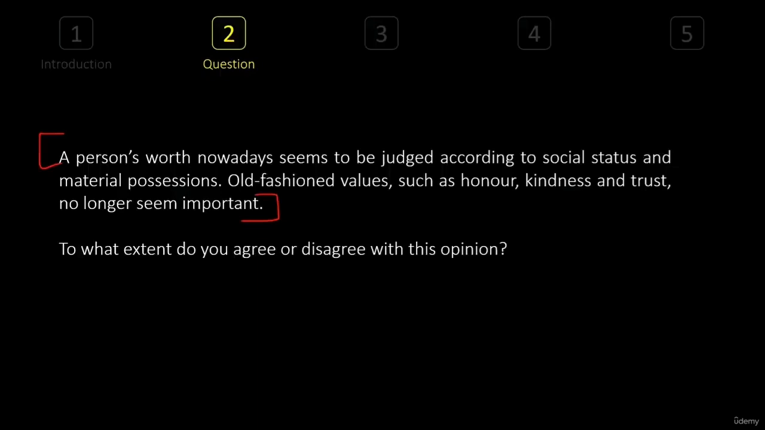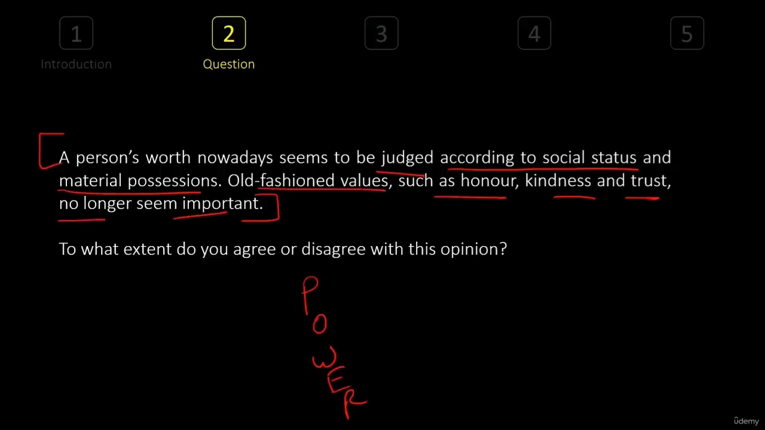Based on your understanding of the question, use the PAR method, in which you divide the major ideas and minor ideas and important words without which it doesn't make sense. For example, a person is judged according to social status and material positions, and honor, kindness, and trust are no longer important. So these are some important words for which you have to look for vocabulary. This is how you understand the question and proceed using the PAR method, which was described in the previous video.